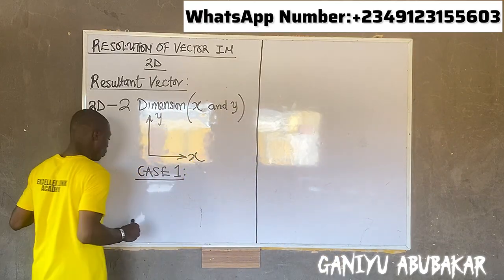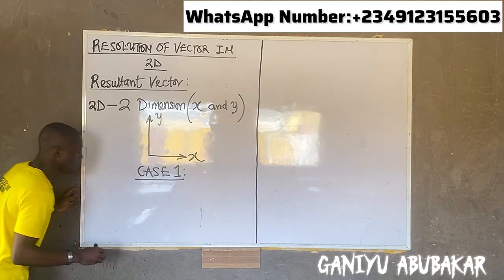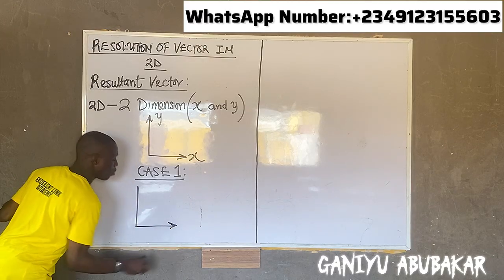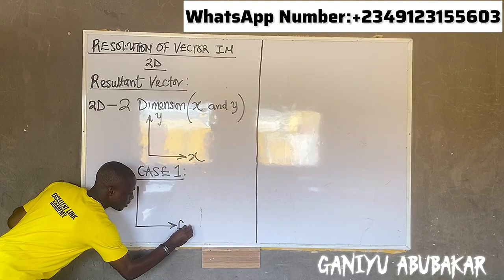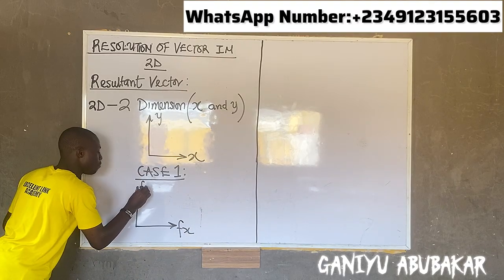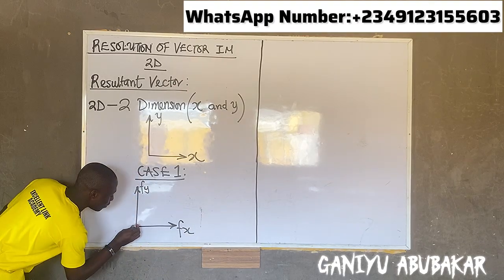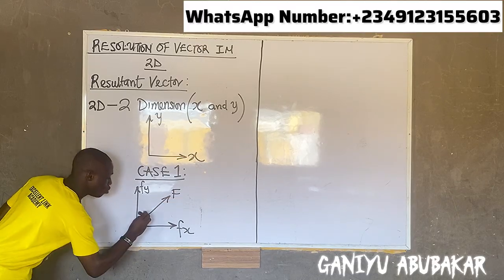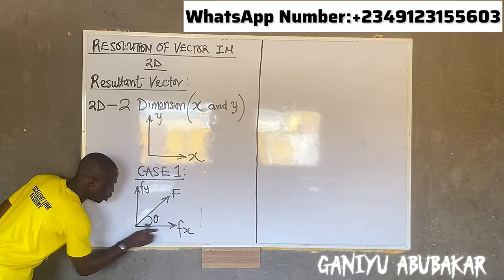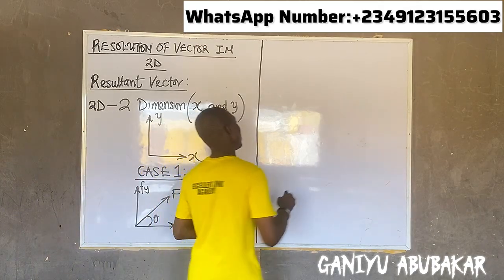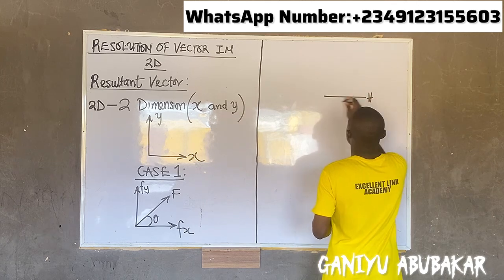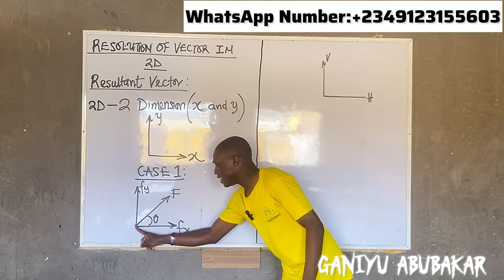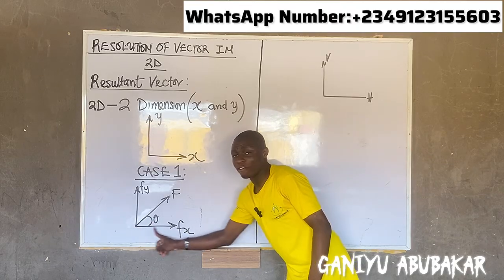For case 1, let's say I have my 2D vector in this form. Let me call this F of x, and this F of y. Let's say I have a force F inclined at an angle theta to the horizontal. Now listen please. I call this horizontal, I call this vertical. Observe that this angle is inclined to the horizontal. That is the F of x.